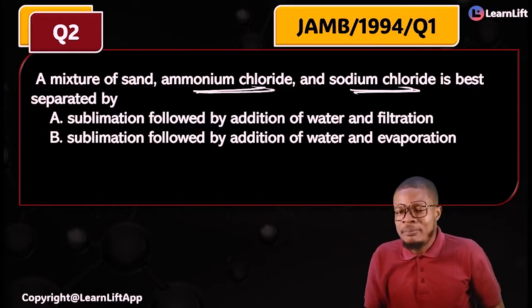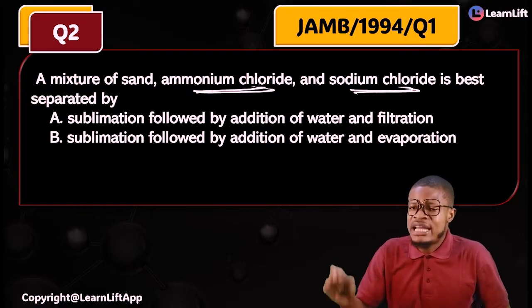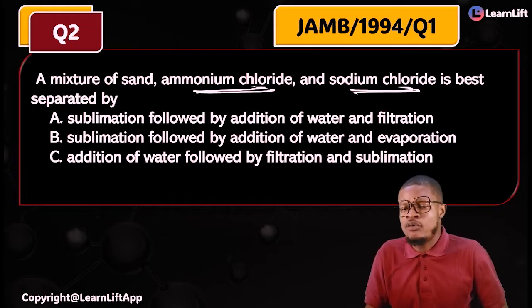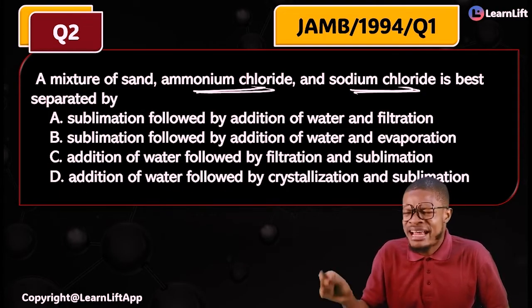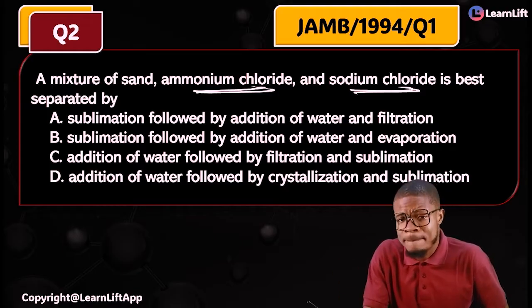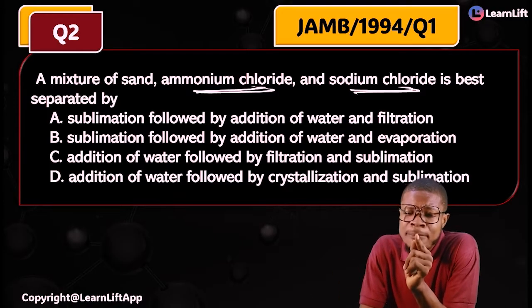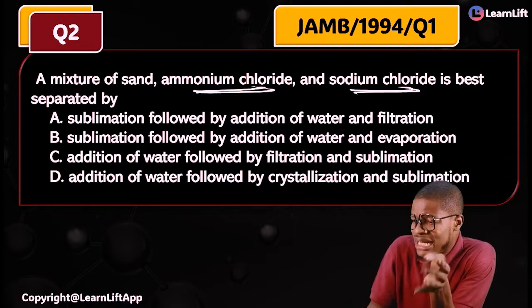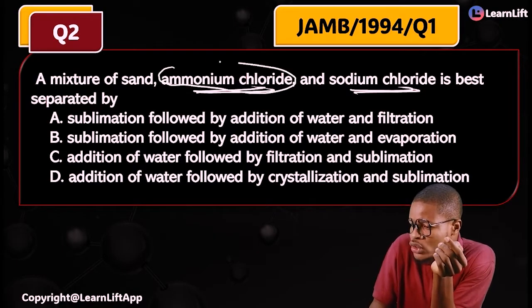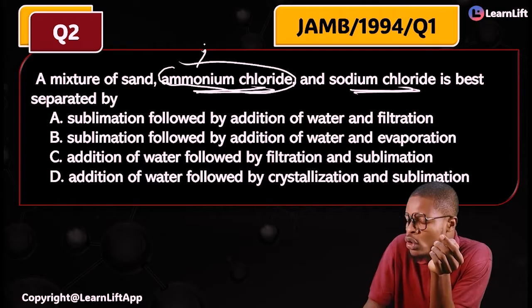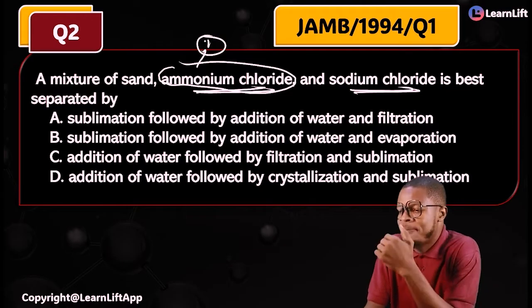Option B says sublimation, followed by addition of water and evaporation. Option C says addition of water, followed by filtration and sublimation. Option D says addition of water, followed by crystallization and sublimation. What is the answer? Now listen. Your ammonium chloride that is there, you know there is sand, ammonium chloride, sodium chloride. Ammonium chloride, you can sublime it, so that one will go. So sublimation is the first step.